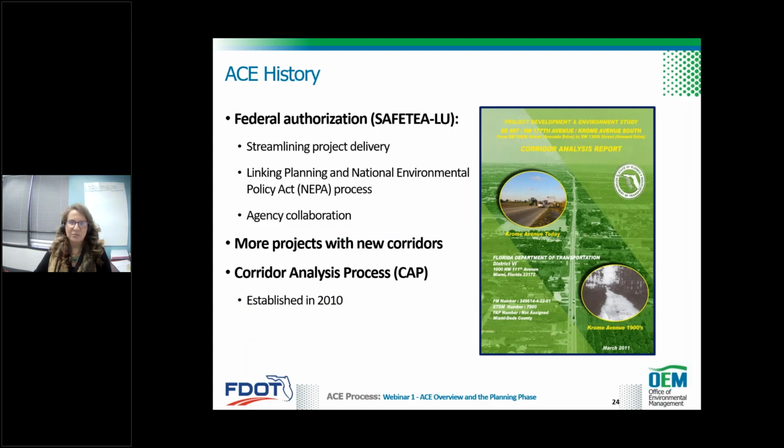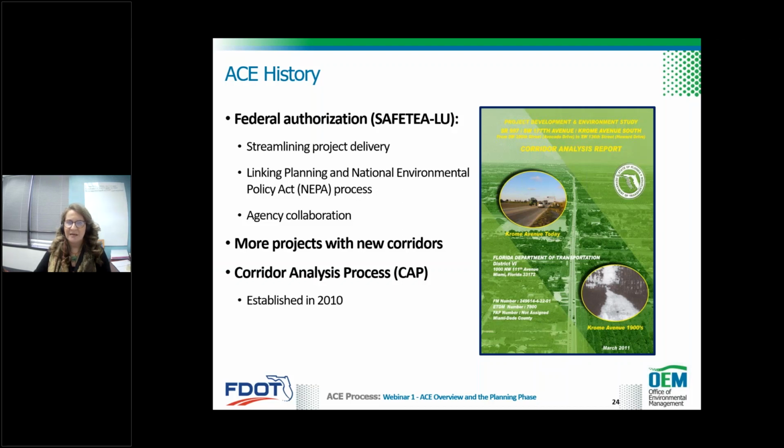So the history of the ACE process started with the Federal Authorization of Safety Law, which was signed into law in 2005. Embedded within that legislation was an emphasis on streamlining project delivery, linking planning and NEPA, re-emphasizing collaboration in an integrated planning process, as well as a greater focus on agency collaboration, both public and agency-informed public decision-making. At the same time, we were seeing more and more corridors, more and more projects where we needed to look at multiple corridors, which highlighted the need for a new process.